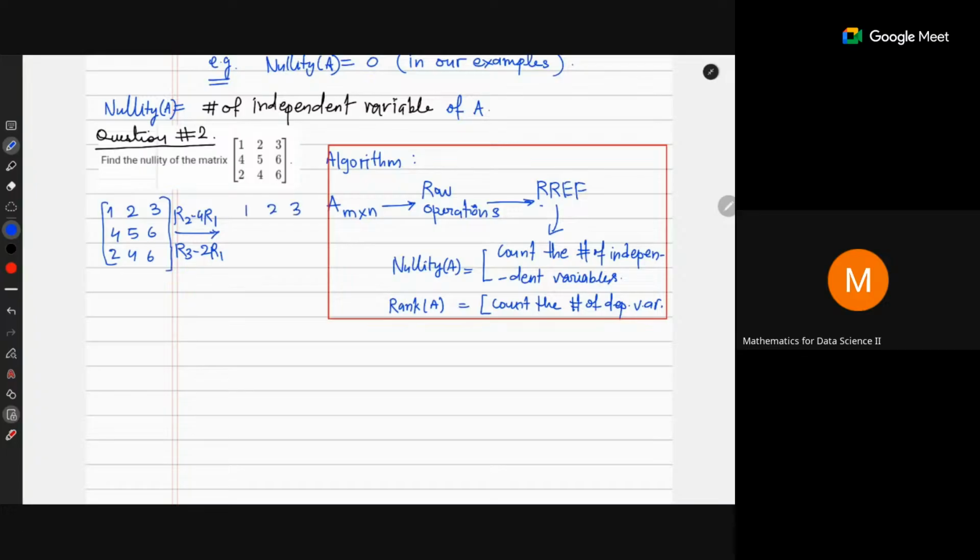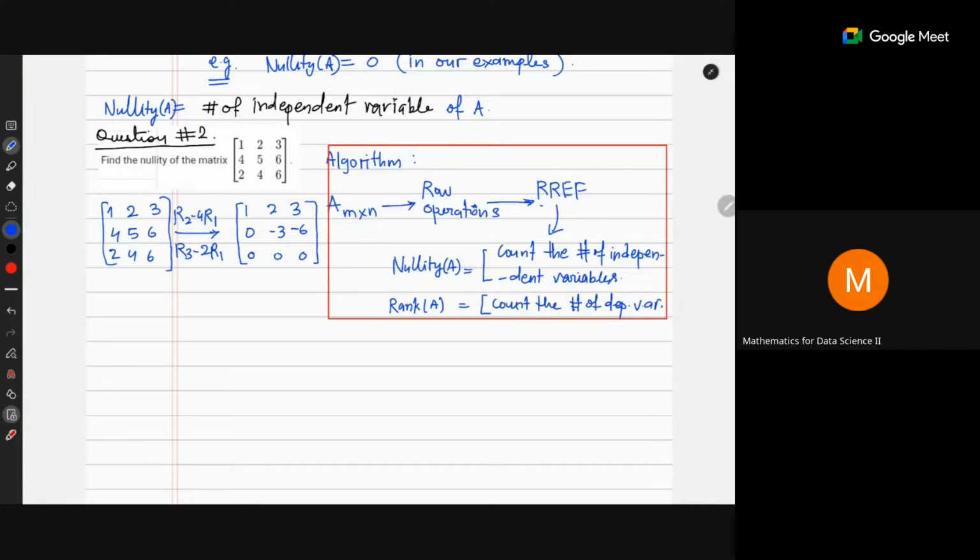It is 1, 2, 3, 0, minus 3, 6, minus 12, minus 6. And once you subtract twice of R1 from R3, you are left with a 0 row. Correct? So now we are left with one 0 row, and there are 2 non-zero rows at the moment. Now, it is not in the reduced row echelon form.